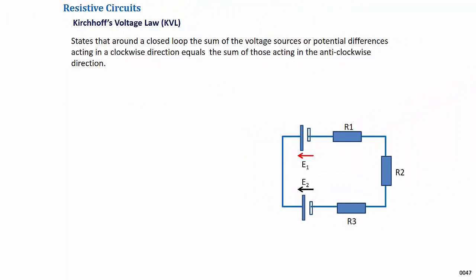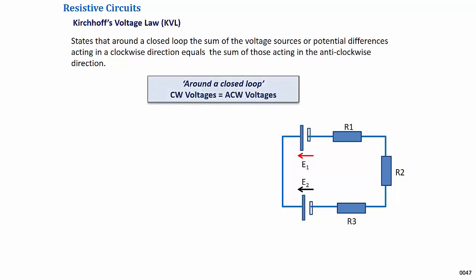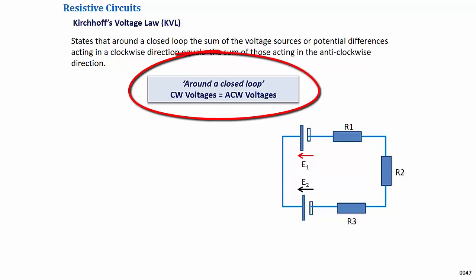Kirchhoff's voltage law, KVL, states that around a closed loop, the sum of the voltage sources or potential differences acting in a clockwise direction equals the sum of those acting in the anti-clockwise direction. Or, more simply stated, around a closed loop, clockwise voltages equal anti-clockwise voltages.